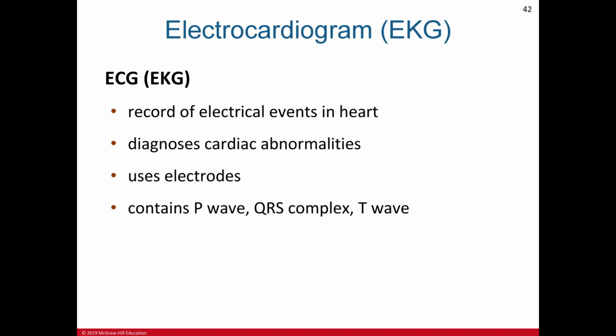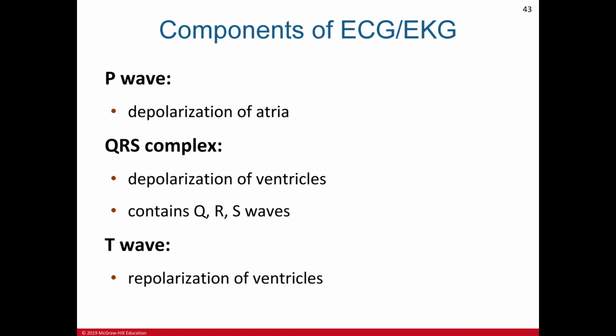So why do we have to study the action potential conduction in the heart? This is because the electrical current that it produces can be measured at the surface of the body through the electrocardiogram, or the ECG or the EKG. The ECG is divided into three. We have the P wave, the QRS complex, and the T wave.